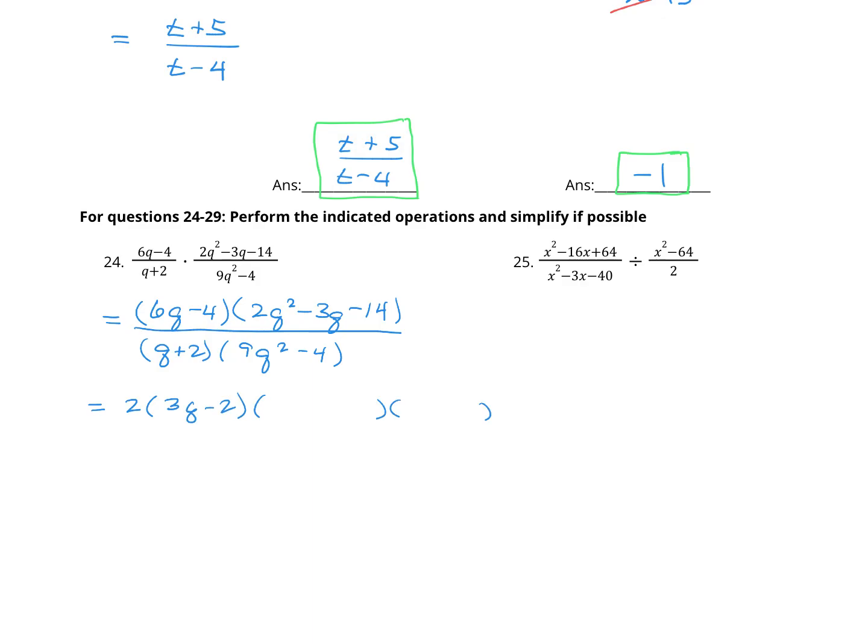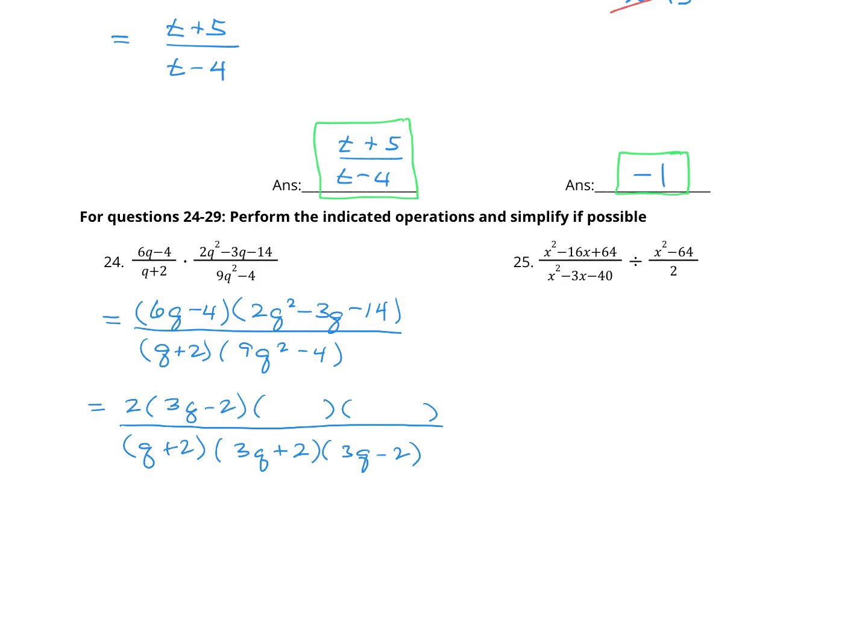For the other part, we're going to factor as well. I wrote that a little big. Let me downsize that. And then down below, we've got a q plus 2. And then we can factor the 9q squared as a 3q. And the 4 is a difference of squares, so that's going to be plus 2 and a 3q minus 2.